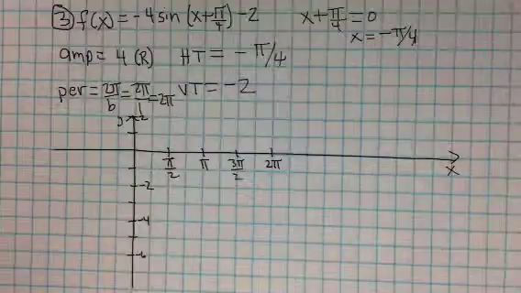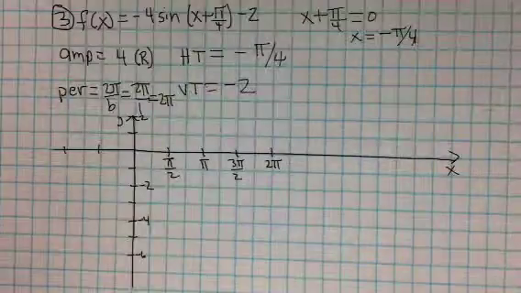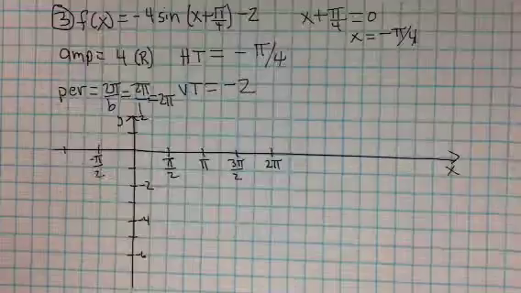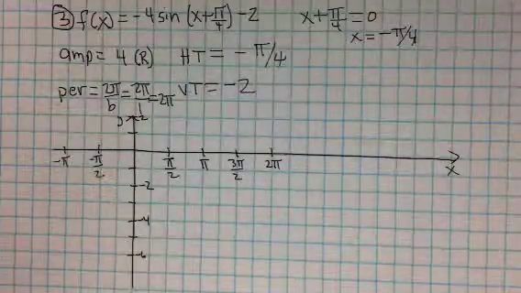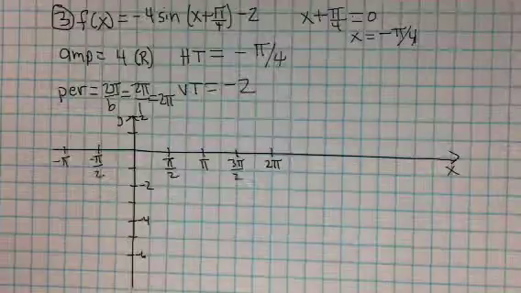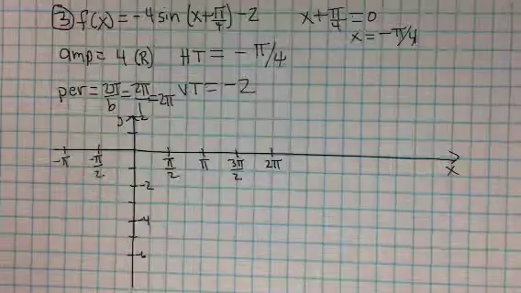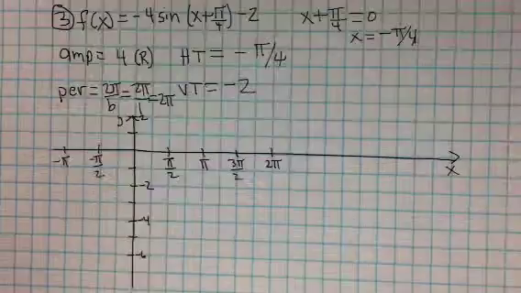Okay, there's a horizontal translation to the left, so this is going to be, let's see, negative pi over 2 right here. And this is negative pi. Okay, so now because it's pi over 4 to the left, that's only one square. So see how it's nice that I use 2 squares for every tick mark? Because every tick mark is pi over 2, and pi over 4 is half of that.